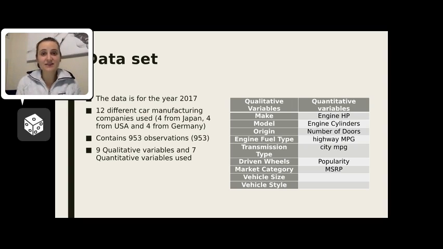The dataset contains 953 observations for the year 2017, 9 qualitative variables, which, as we can see in the slide, are the make, the model, origin, engine fuel type, transmission type, driven wheels, market category, vehicle size, and vehicle style, and 7 quantitative variables, which we also see in the slide: engine HP, engine cylinders, number of doors, highway MPG, city MPG, popularity, and MSRP.